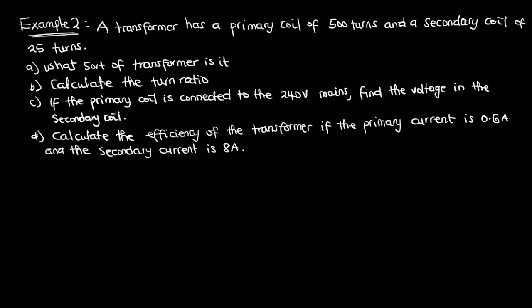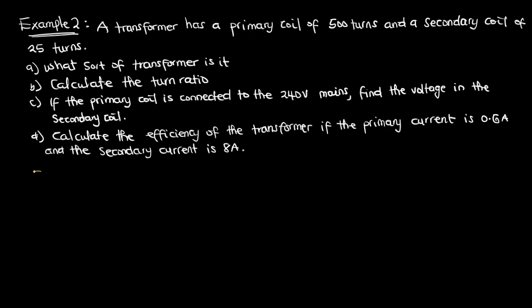All right, so let's have a look at another problem, and then we end the second part of this tutorial. So we have a transformer that has a primary coil of 500 turns and a secondary coil of 25 turns. This one is pretty straightforward. We've been asked A, what sort of transformer is it? B, we have to calculate the turn ratio. Very easy. C, if the primary coil is connected to a 240 volt mains, we have to find the voltage in the secondary coil. Also very easy. We also have to calculate the efficiency of the transformer if the primary current is 0.6 amperes and the secondary current is 8 amperes. Very easy, straightforward.